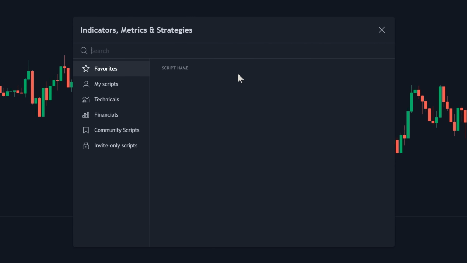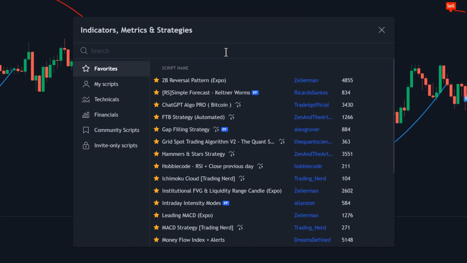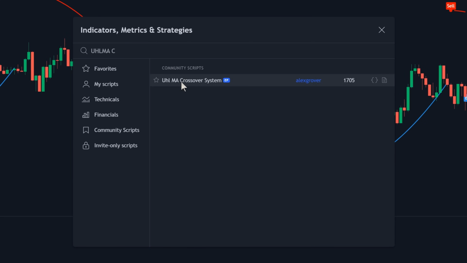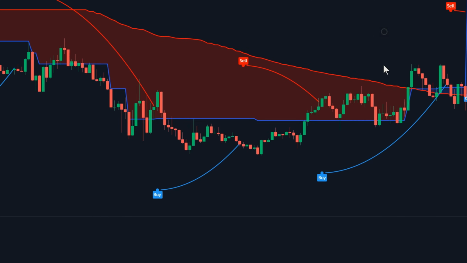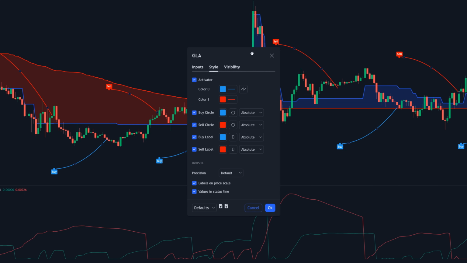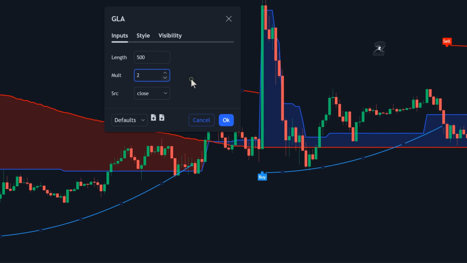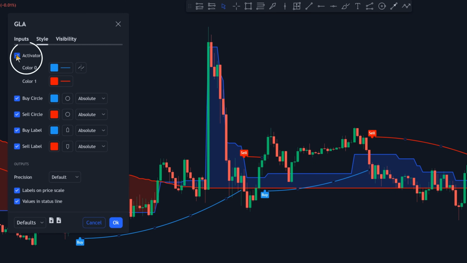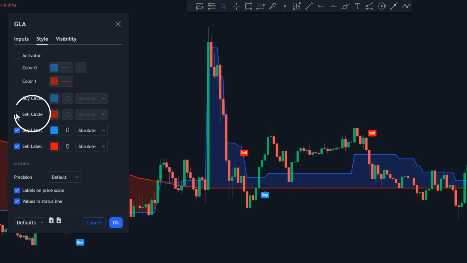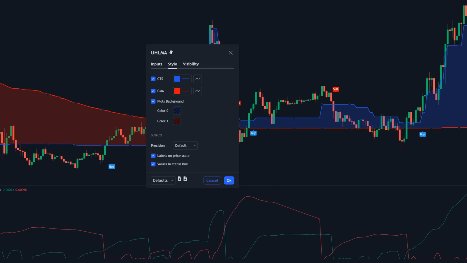Open the indicator search tab and type in Lawrence Activator. Select this one created by Alex Grover. Next, type in UHLMA crossover and select this one by Alex Grover. Then double-click on the GLA indicator, which is this buy-sell signals indicator. Then on the Inputs tab, change the length to 500. For the multiplier, we're gonna change it to 2. Then inside the Style tab, disable the Activator option, the Buy circle, and the Sell circle. Then click OK. For the UHLMA indicator, we're gonna stick with its default settings.